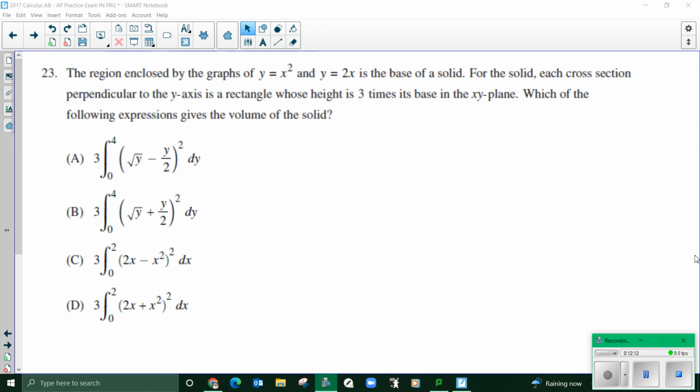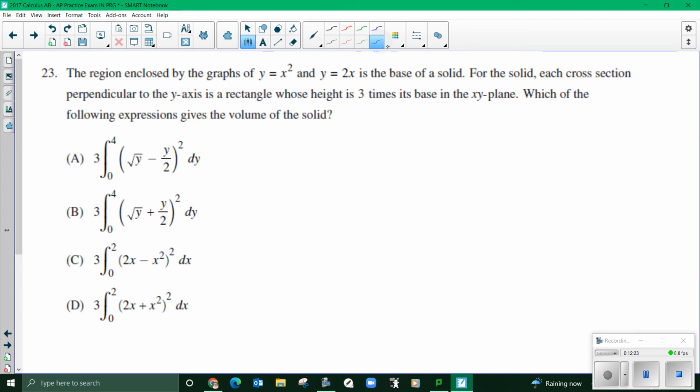All right, number 23. The region enclosed by the graphs of y equals x squared and y equals 2x is the base of a solid. Oh, I like these problems. For the solid, each cross-section is perpendicular to the y-axis. Okay, it is not parallel, it is perpendicular. So it cuts across it. It doesn't run alongside of it. And it's a rectangle whose height is 3 times its base in the xy plane. Which of the following expressions gives the volume of the solid?